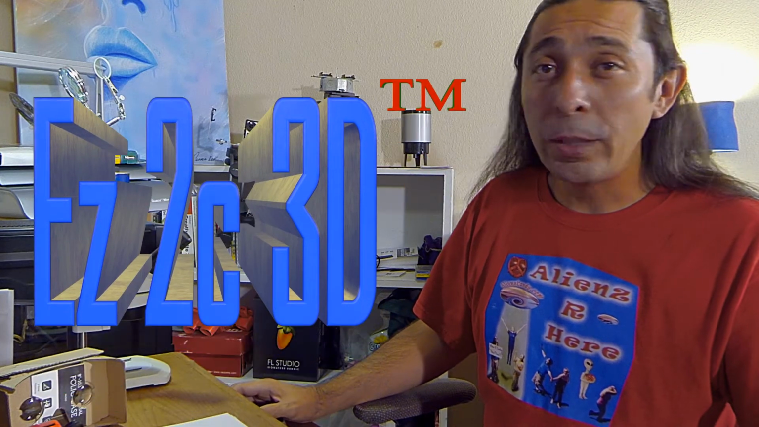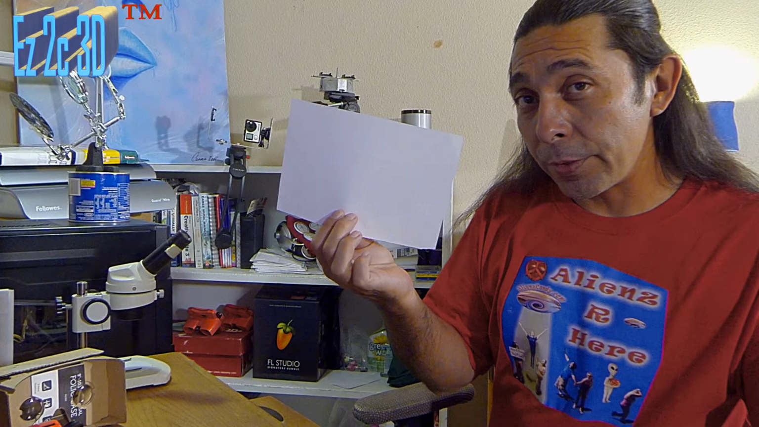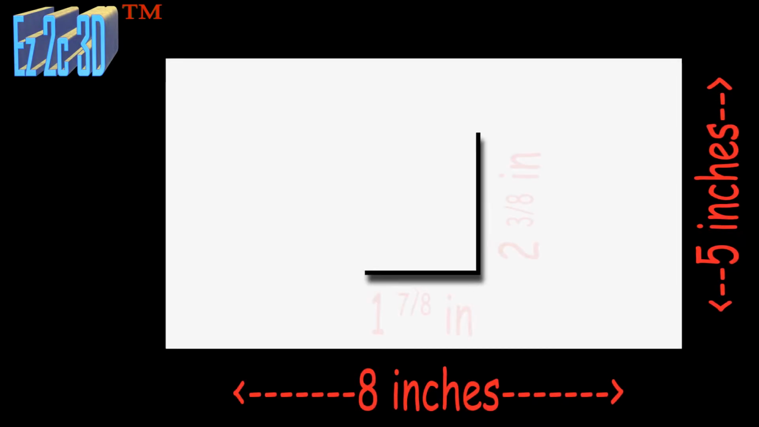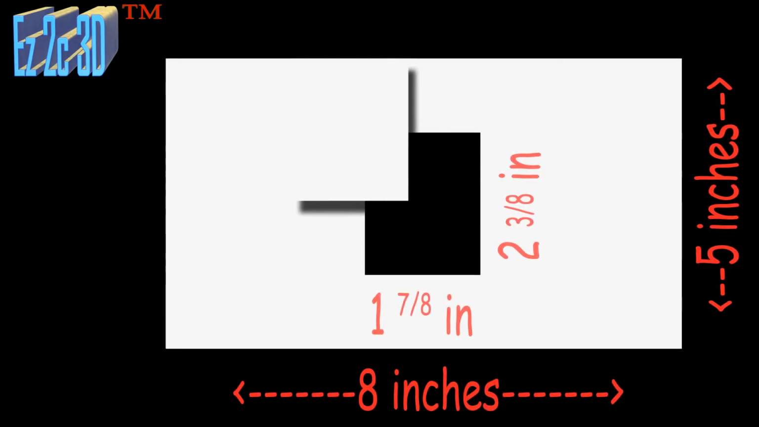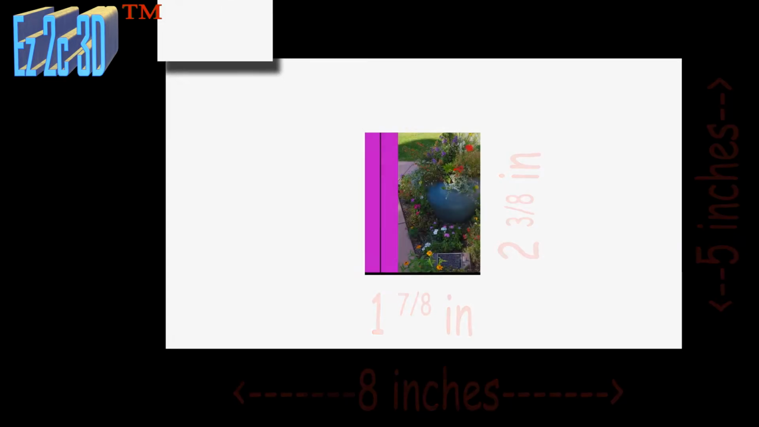Now, we come to the easy-to-see 3D method, which uses a simple piece of paper or cardboard cut to about this size. This helps to get rid of the ghostly images that some find distracting or painful to watch. First, cut a regular piece of paper in half or cardboard roughly 8 by 5 inches. In the middle, cut a square 1 7/8 inch by 2 3/8 of an inch.